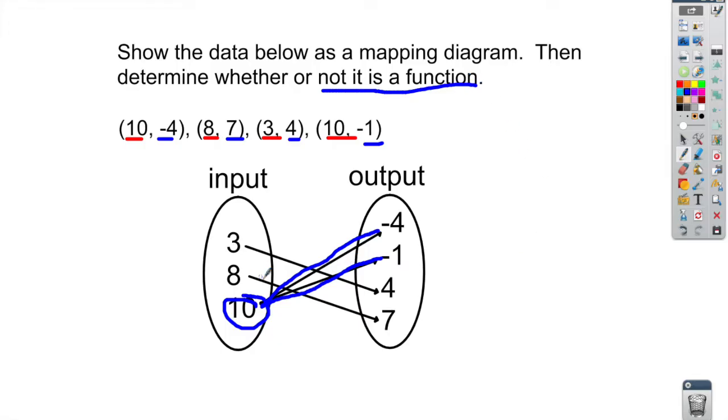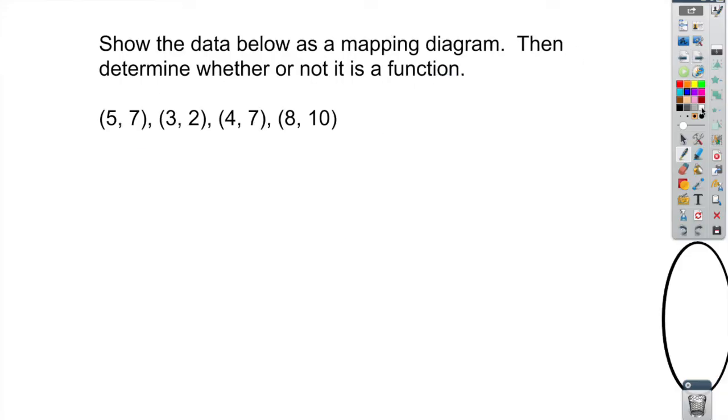All right, so this is not a function. We can see it easily on the mapping diagram because I've got one of my inputs with two different arrows coming out of it. All right, let's try one last one. Do the same thing. Pause the video, create a mapping diagram for this data, and determine whether or not it is a function.